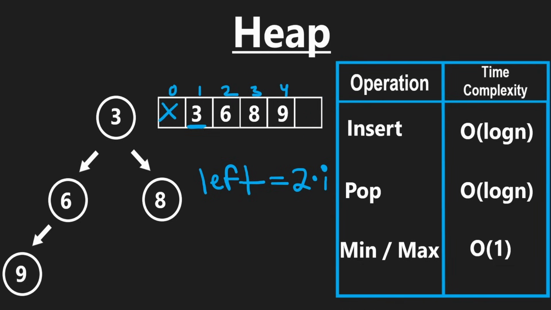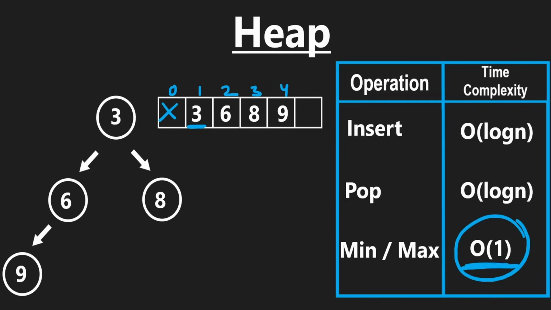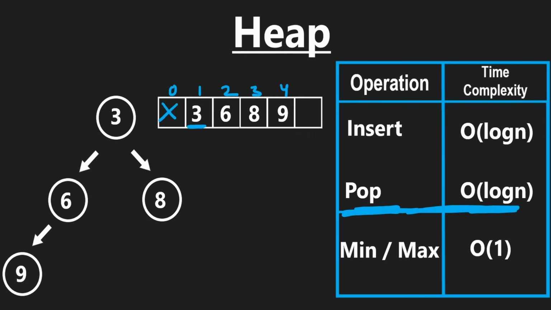The main benefit of a heap is that you can get the minimum value. In this case, since it's a min heap, you can get the minimum value in constant time. But if you wanted to pop the minimum value, you could do that in log n time. So it's a relatively efficient data structure when it comes to removing values as well as inserting values.